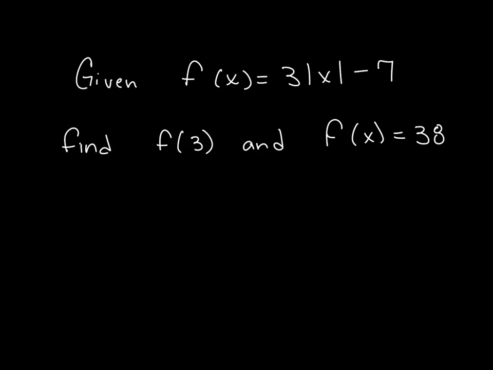All right, so with this, we are looking to solve a function. We are given the function f of x is equal to 3 times the absolute value of x minus 7. For the first part, we want to find f of 3, which means we want to find out what happens when x is equal to 3. So we just go ahead and take that and plug it in for x.